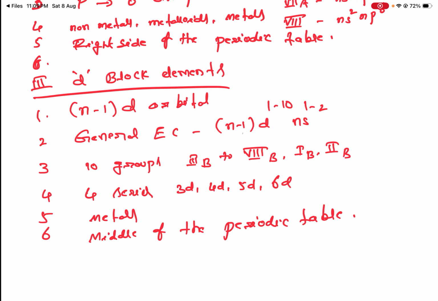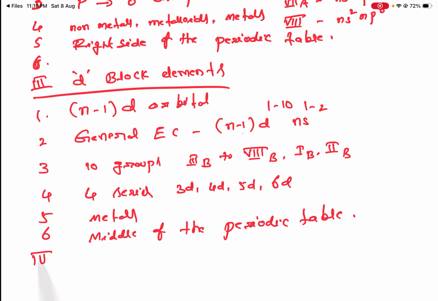So these are the important points. The first one is the definition: the elements in which the differentiating electron enters into the (n-1)d orbital or subshell are called d block elements. The general electronic configuration is (n-1)d1 to 10, ns1 to 2. D block contains 10 groups, that is 3B to 2B. D block contains 4 series, that is 3d, 4d, 5d, 6d series. All d block elements are metals. They are present in the middle of the periodic table.